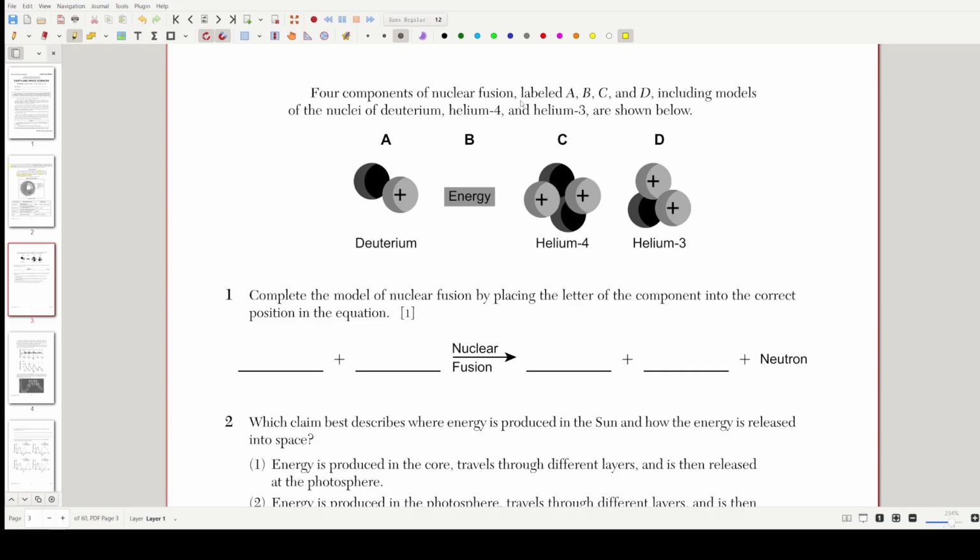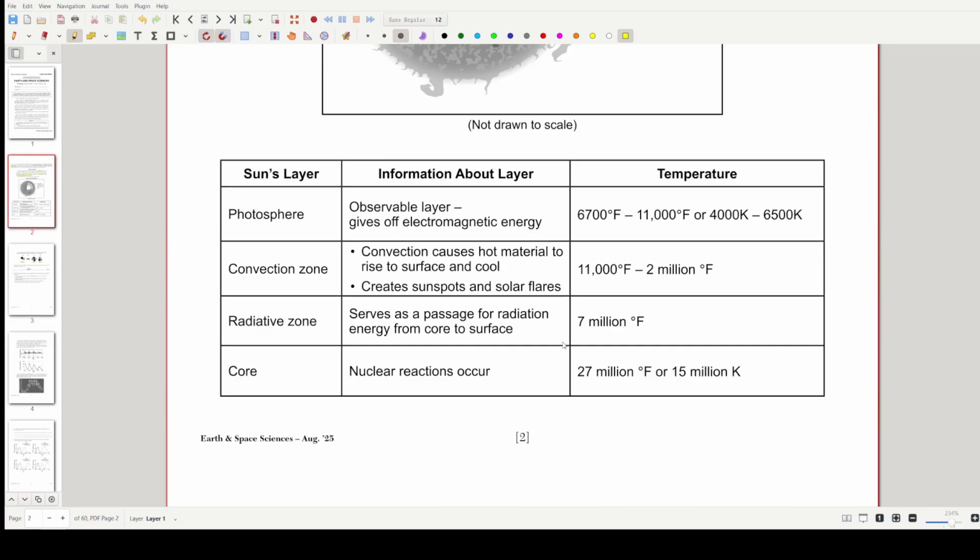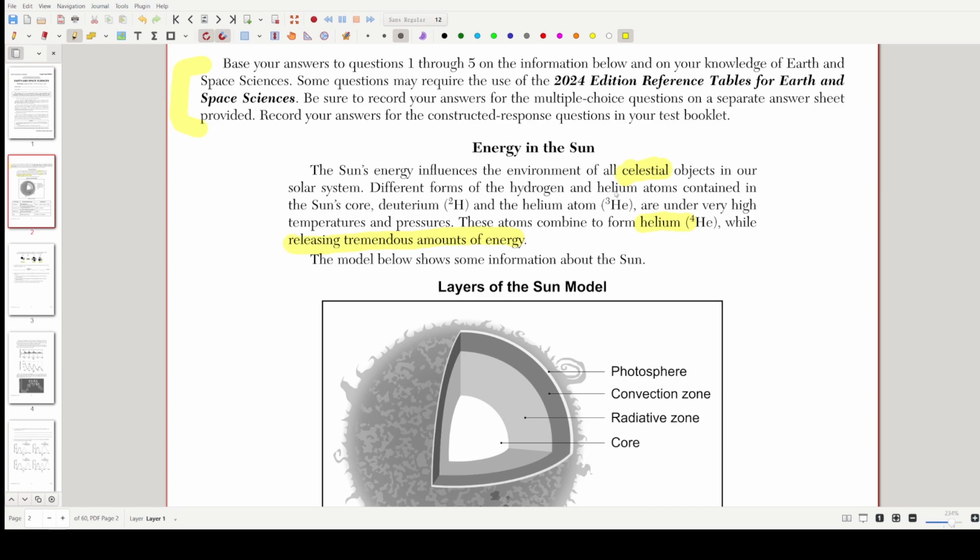So four components of fusion, labeled A, B, C, D, including models of the nuclei, are shown. So we got this, which we read, and that's then energy, and then helium-4 and helium-3. Complete the model by placing the letters, A, B, C, D, into the correct position. All right, let's reread what it says. Different forms of the hydrogen and helium atoms contained in the sun's core, deuterium and the helium atom, are under very high temperature and pressure. These atoms combine to form helium and energy.